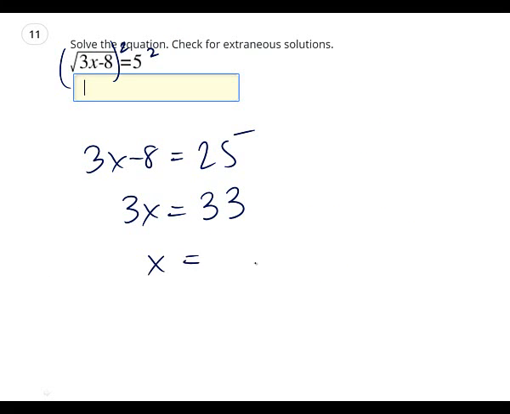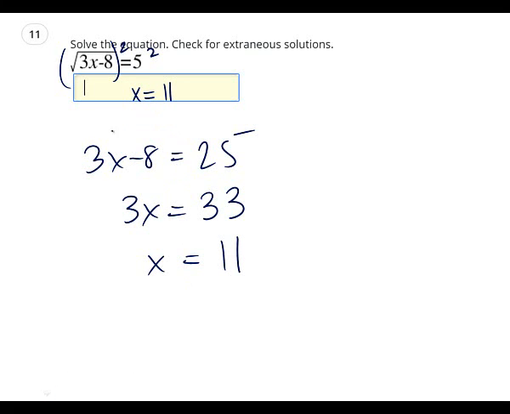33, divide by the 3. 11. When you fill in the blank here, you can just type the 11. I don't need the x equals part. If you do the x equals part, I tried to put all the possibilities in there so that it made it easier for me to grade and I don't have to keep going back to it, but it's okay either way. So if you just want to type 11, just type 11.